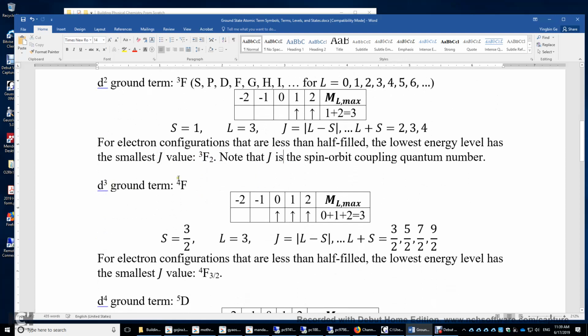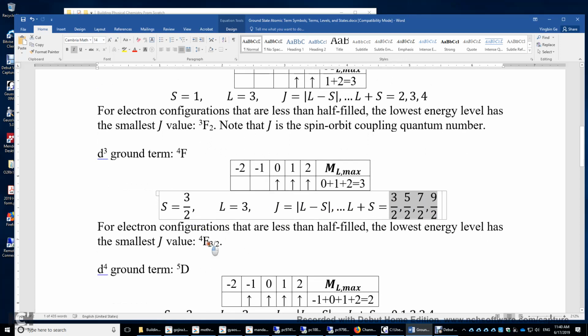Now, d3, the ground term is 4F. Again, you want to maximize the spin. So how do you maximize the spin? You need to maximize the sum of m sub S. Therefore, we have 3 alpha electrons here, and then the maximum for the sum of m sub S is 3/2, and then S equals 3/2. How about L? Again, we put the 3 alpha electrons in a way to maximize the sum of m sub L, and we get 3 here. Therefore, L equals 3. How about J? J can be from the difference between L and S to the sum of L and S. Therefore, J may adopt 4 different values here.